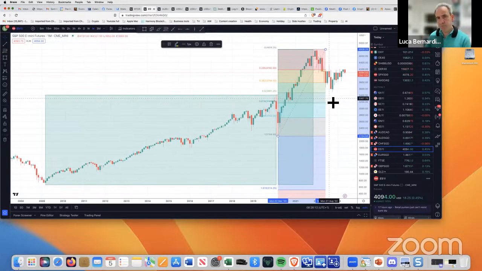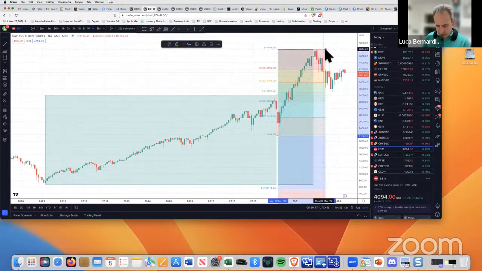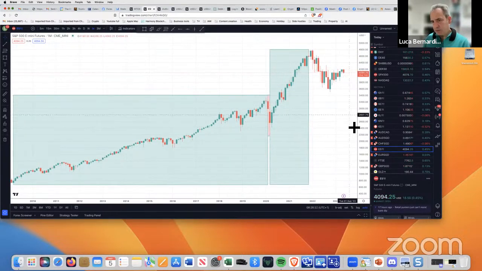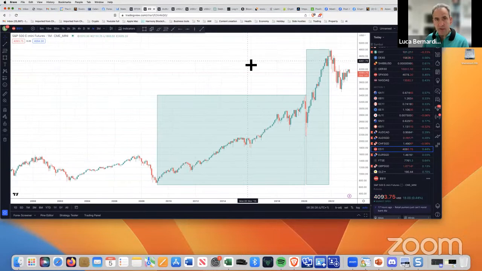So what is more likely? I ask you. Is it more likely that we have a deep correction here, or is it more likely that from here we have another leg up, knowing what you know about the economy?